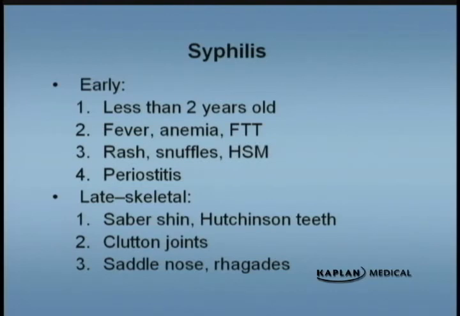The late stages of syphilis, after 2 years of age, are going to be mostly musculoskeletal manifestations, and they include the saber shin, the peg-like Hutchinson's teeth, the Clutton joints, which are these effusions, and the saddle nose, and the rhagades. Rhagades are basically these little clefts or grooves at the corners of the mouth.